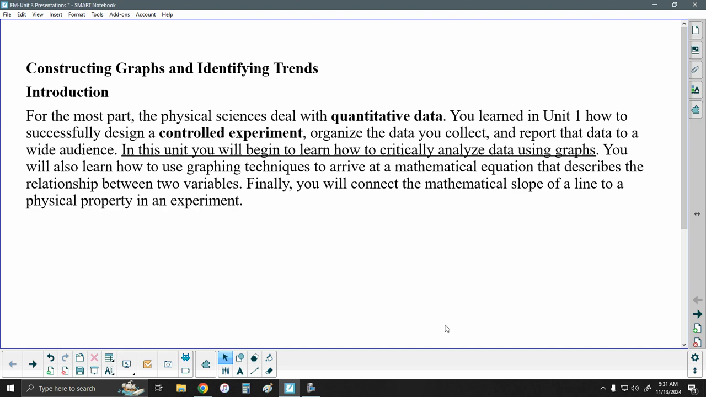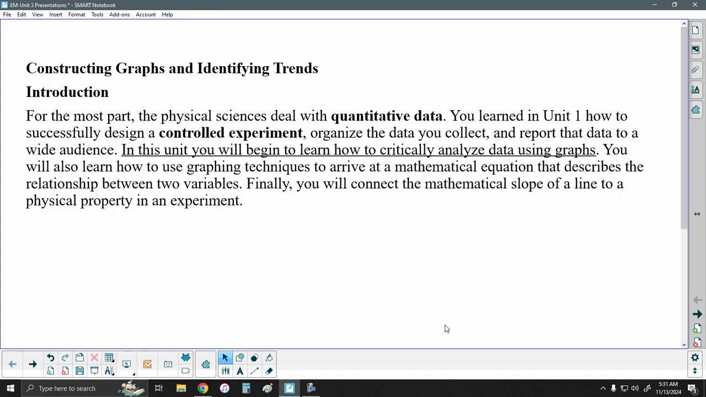Well, in this unit, we're going to be focusing really on the analysis piece of our data. So when we go about collecting our data, one of the best ways that we can analyze the results to derive meaning from those results is to create a graph.